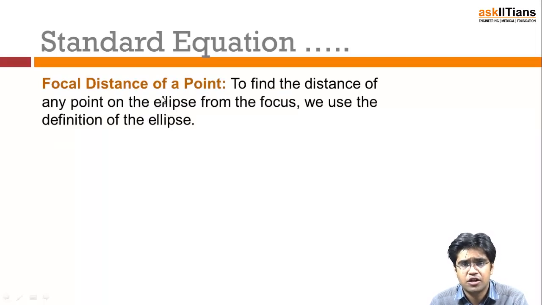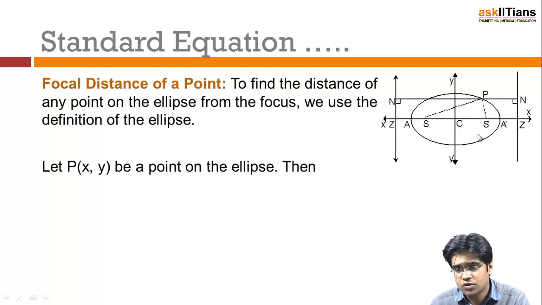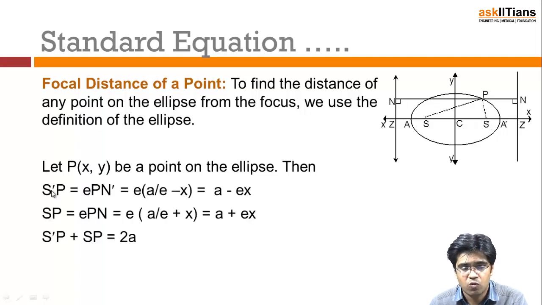First of all, we need to study that the focal distance of a point is the distance of a point from the focus. It's very obvious. Suppose that we have this as an ellipse. Now this is the point P, the point that is moving on the ellipse, and these are the two foci. One is S dash and one is S. So if I want to write the distance of this point P from this focus S dash, I am going to write S dash P is equal to E times P n dash.